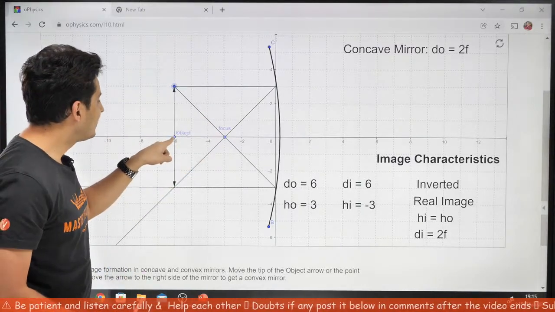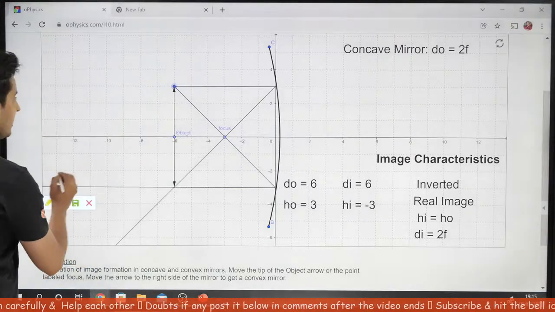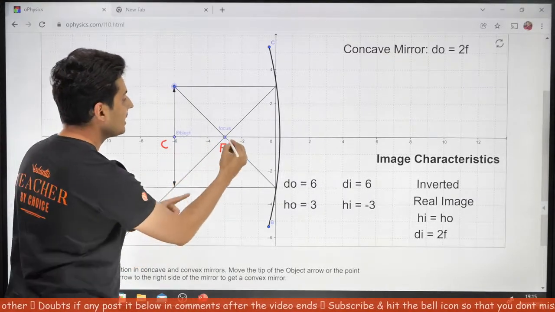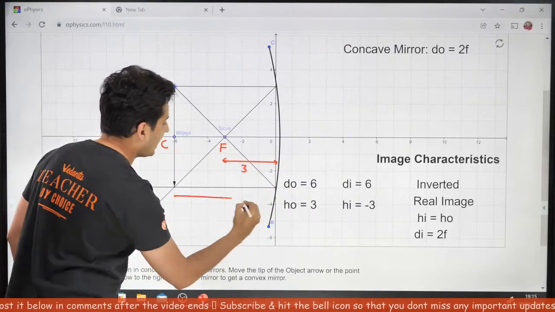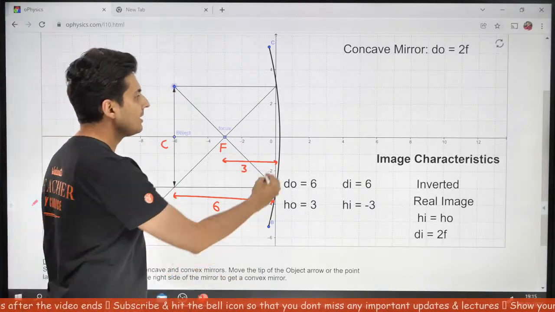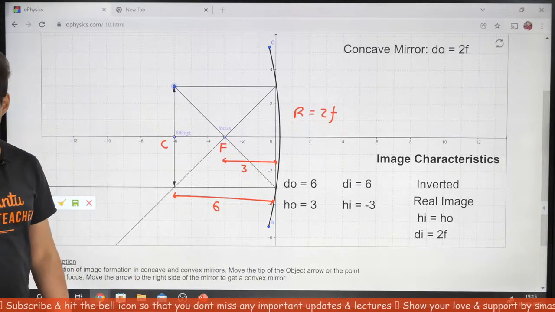So you can see this is the center of curvature right over here in this situation. This is your focal point, and you will see in this case the focal length is basically 3 units, whereas the radius of curvature is nothing but 6 units. So you can clearly see R is equal to 2 times F. Are you able to see that, my warriors?